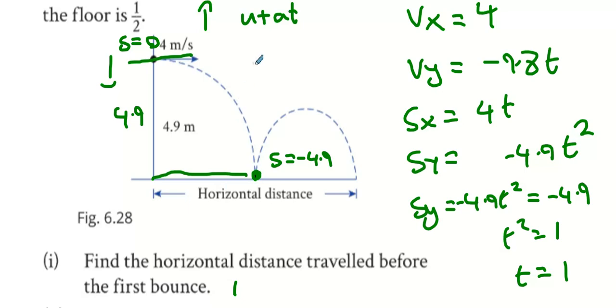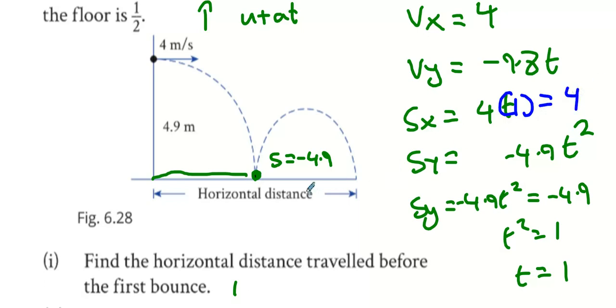Now, if t equals 1, how far was the first bounce then? How far before we hit? Replace t with 1 for Sx, and what does that give us? 4. So is everybody happy that this distance here is now 4? Yeah? Okay. Now, the next thing we're going to have to do is figure out how fast did we hit the ground? Would you all agree we're coming in at an angle? We're coming in and then we're rebounding off the ground. Agreed? Okay.